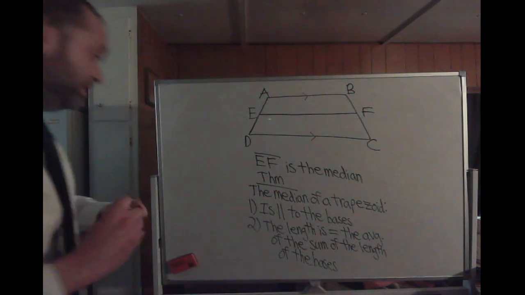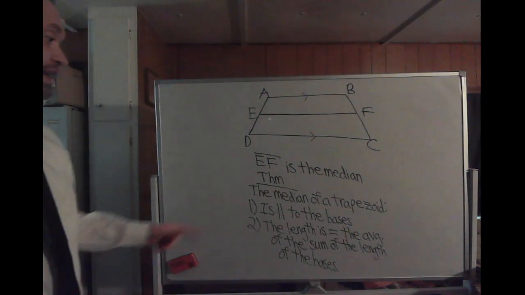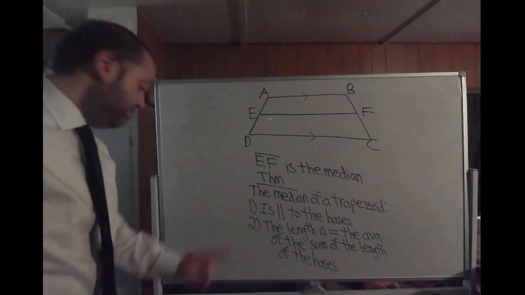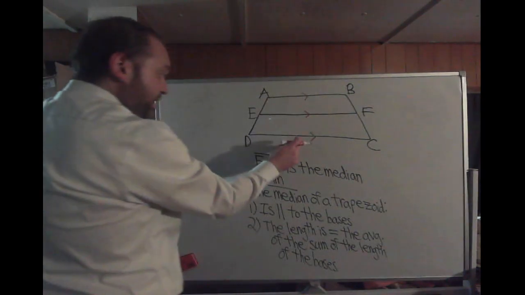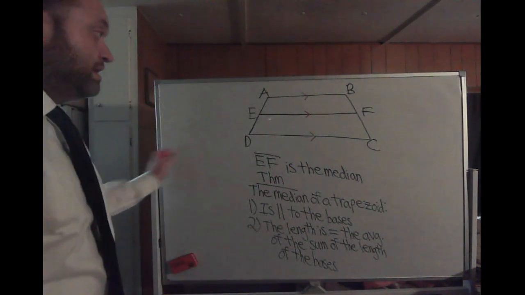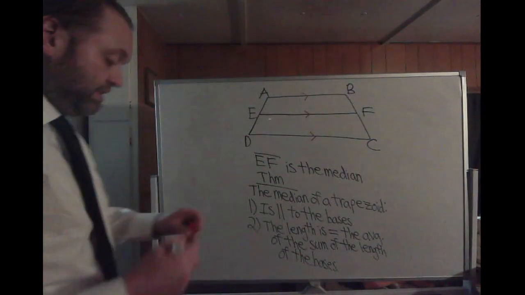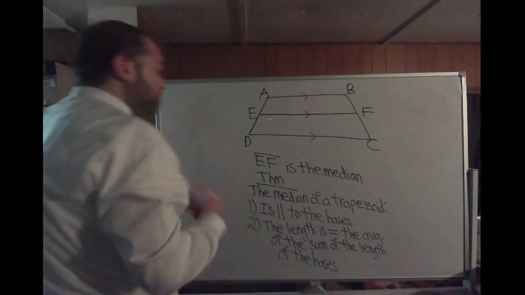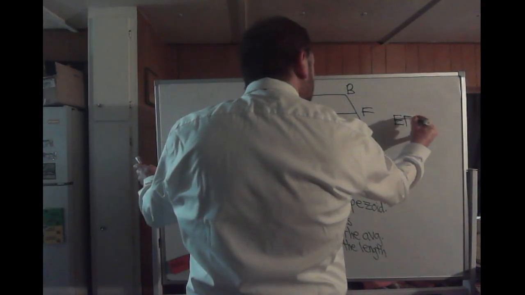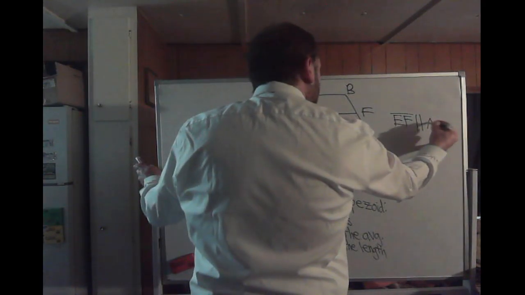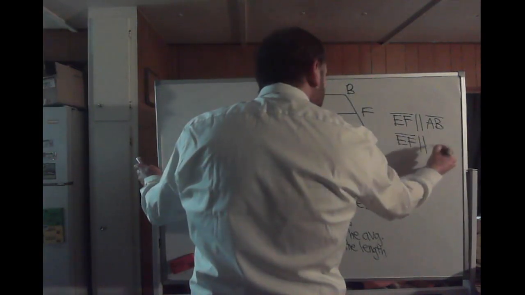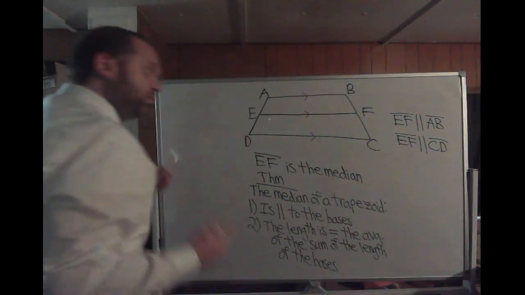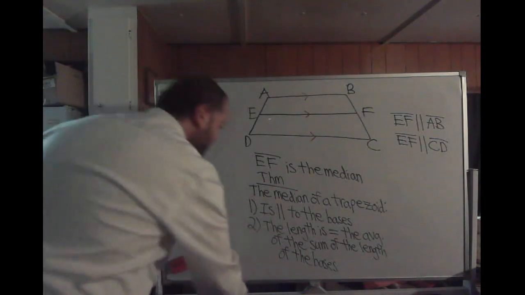So the last theorem for today is that the median of a trapezoid is parallel to the bases. That's part one. So that means EF is also parallel to AB and CD. That's essentially what part one of this theorem is. So by that we can conclude that EF, the median, is parallel to AB, and EF, the median, is also parallel to base CD. So that one's not so bad. But what about part two?